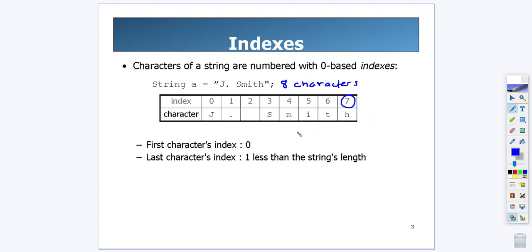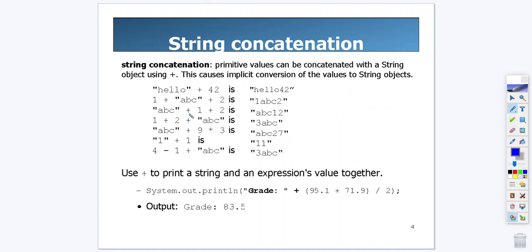And that's not going to vary from string to string. If I have 10 characters, my last one will have an index value of 9. If I have 100 characters, the last one will be 99. And so that's a significant feature, and we'll see how we can use that feature soon.